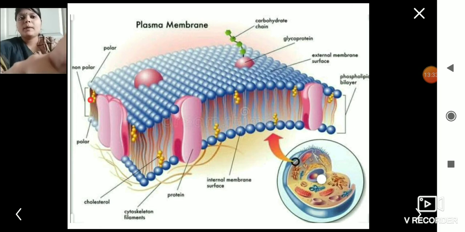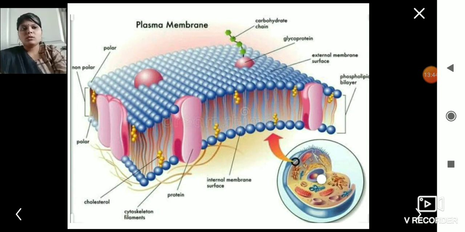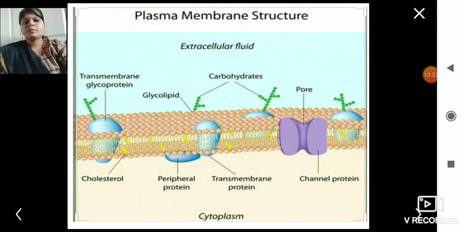Okay, so the inside part which you can see here is the non-polar end, and this is the polar end. I'll be telling you in detail about the heads and tails that I'm talking about. So this is the glycoprotein. We have the external membrane surface, the phospholipid bilayer. This is the phospholipid bilayer. You can see the internal membrane surface and the proteins.